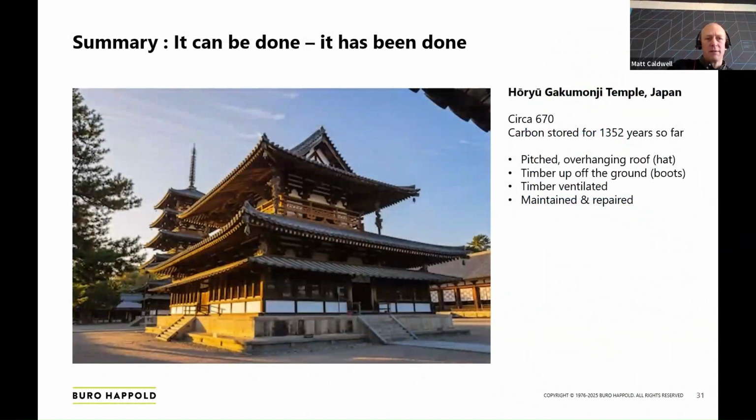Yeah, and it has been done. It can be done. This is a lovely old structure, been around for a long time. There's a few things there. So it's got a pitched roof, it's got overhanging eaves, it's up off the ground, it's ventilated, and it's been maintained and repaired over the years. So yeah, it can be done. So don't be disheartened. We can do it. There's lots of options here for us. Okay, now I'll pass over to Nick to talk more about the construction stage.